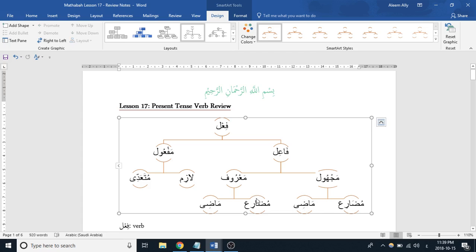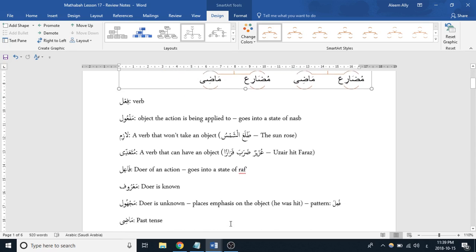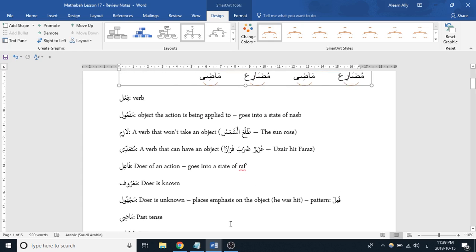And today, inshallah ta'ala, we'll explore the mudari', which is the present tense, and we'll look at it from the perspective of the doer being known, not the doer being unknown. That'll be the next lesson, inshallah. And for anyone who gets the document, all these terms have been defined down here below, so feel free to go through them if you'd like.